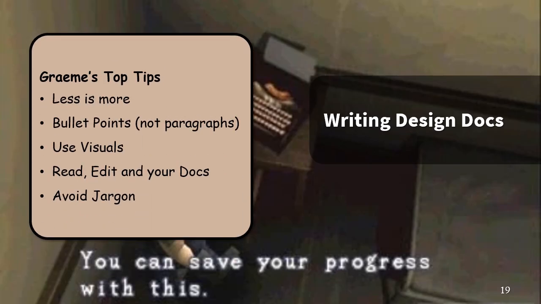So some top tips. Less is more, we kind of covered that. Bullet points. Now these should be points, not paragraphs. Use visuals, diagrams, images, any sort of visual aids are always helpful for getting your ideas across quickly. So things like mock-ups, flow diagrams, or any illustrations of game loops, that sort of thing is really great.